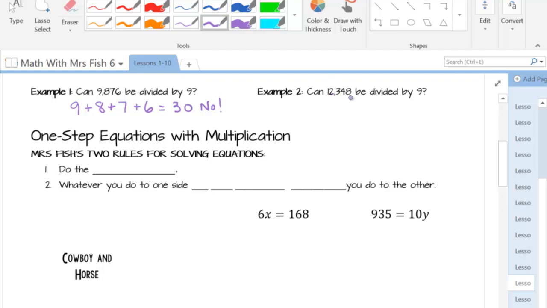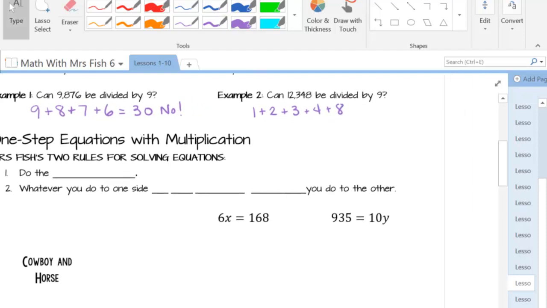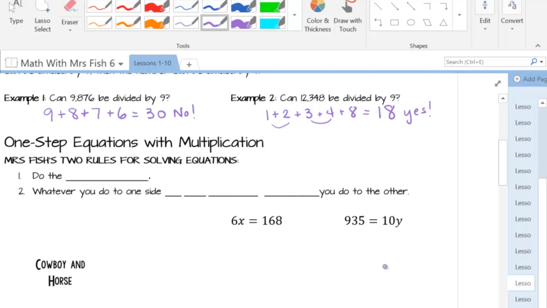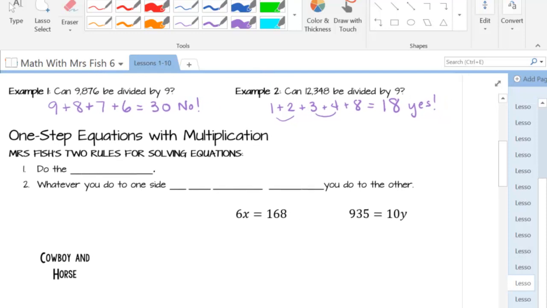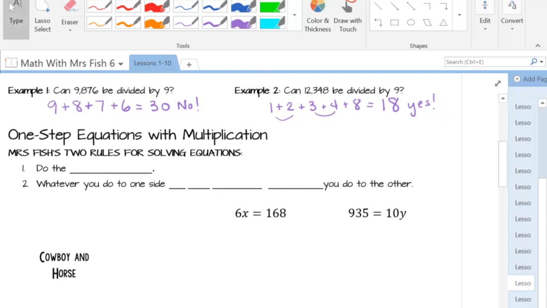Can 12,348 be divided by 9? Let's take a look. 1 plus 2 plus 3 plus 4 plus 8 equals, let's see, I see 7 and 3, I just made 10, plus 8 is 18. Can 18 be divided by 9? Yes, it can. So the answer to this one is yes. And students would go through their foldable and finish filling out the foldable. At that point, they'll be done filling out the foldable with all of the factors, 1 through 100. It's a great resource that they will use in the following lessons.